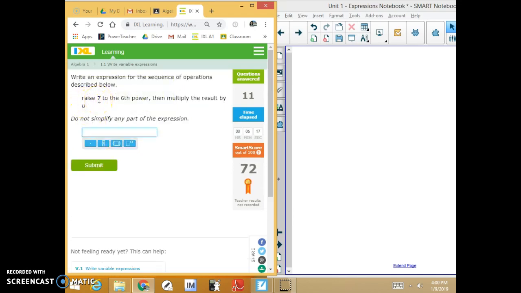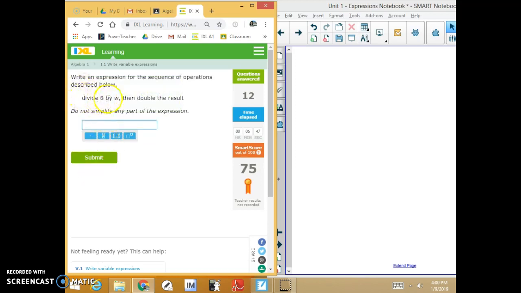Raise 7 to the 6th power, then multiply the result by u. So it says raise 7 to the 6th power, so that's going to be 7 with an exponent 6, 7 to the 6th power, then multiply the result by u. So if I want to multiply, I'm going to take it and multiply it by u. 7 to the 6th power, and whatever I get once I do that, I'm going to multiply it by u.